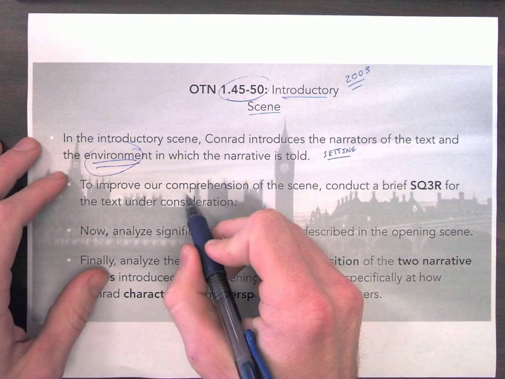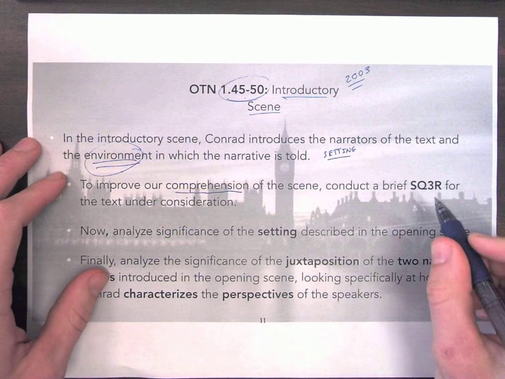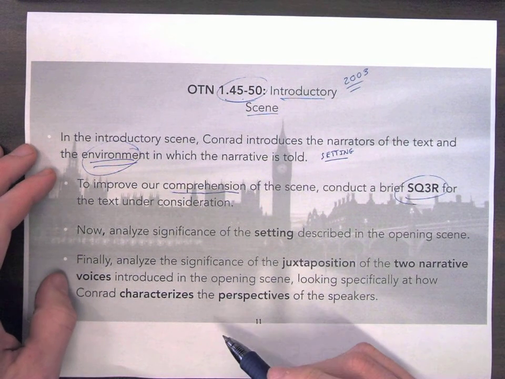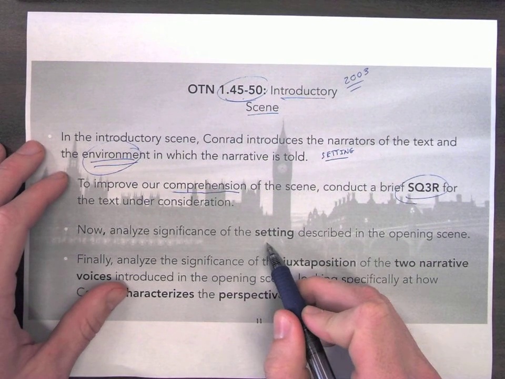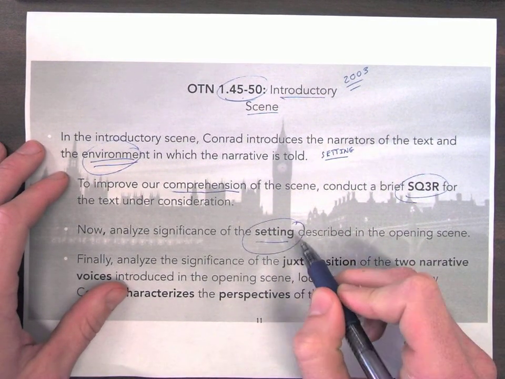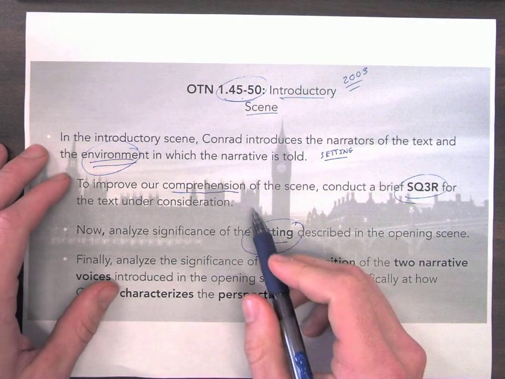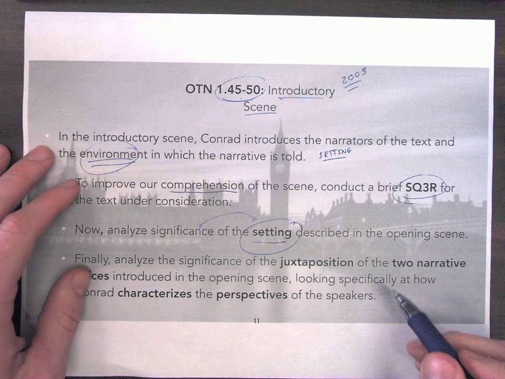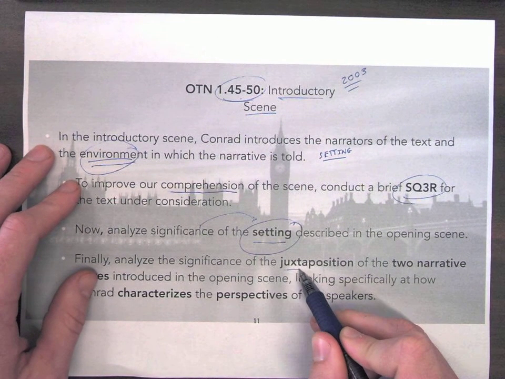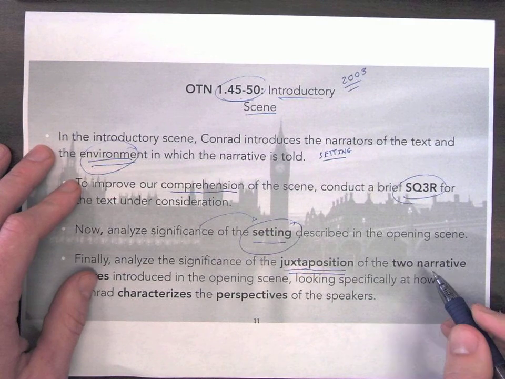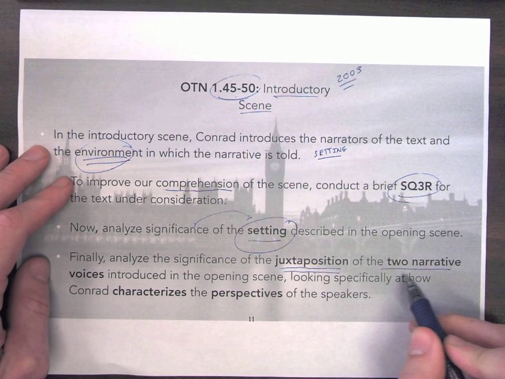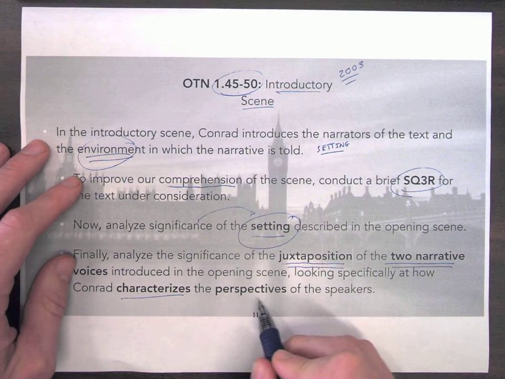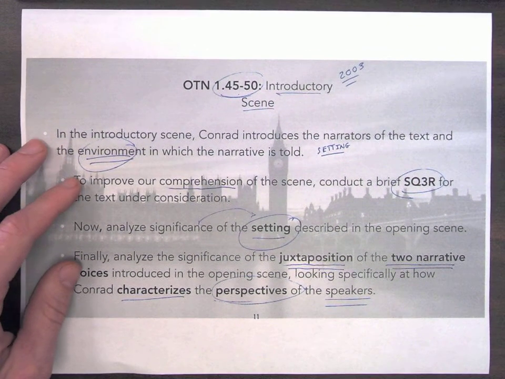To improve our comprehension of the scene, we want to first today just work through an SQ3R. When we get back on Tuesday from our extended weekend, we are going to be analyzing the text and describing the significance of the setting, noting some of the details of the narrative there, and then also looking at Conrad's juxtaposition, and I'll remind you what that word means, of the two narrative voices in the opening scenes, looking specifically at how Conrad characterizes the perspectives of both of these individuals.